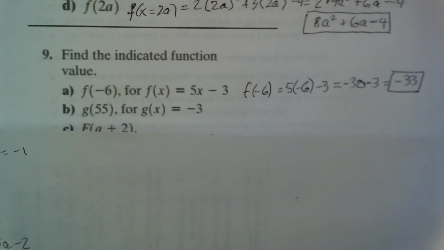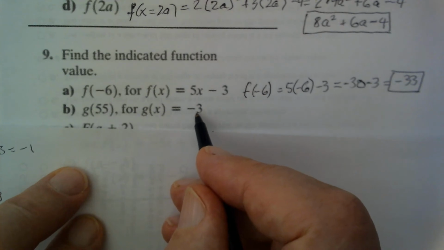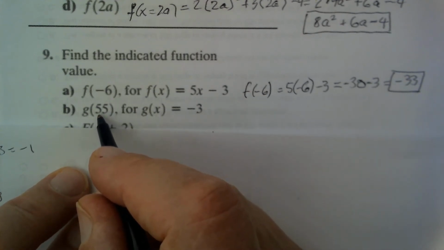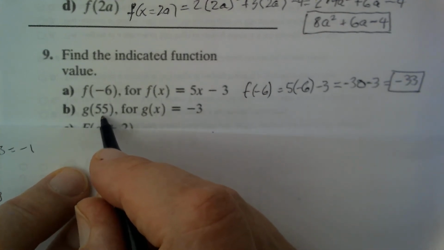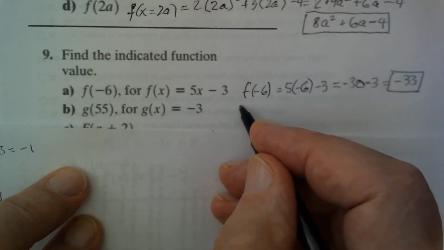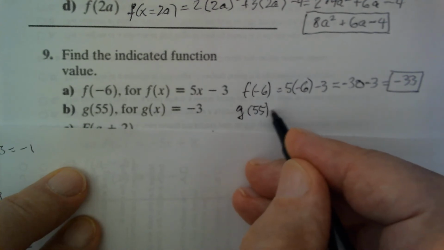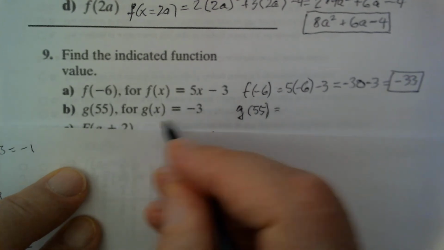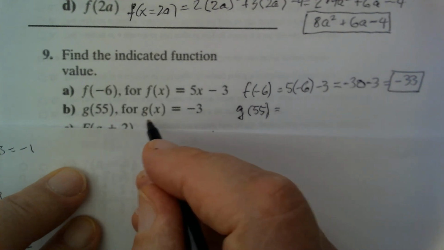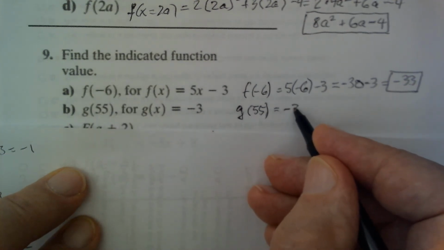For the B part, here we have g of x equals minus 3, and now we're replacing every x with 55. So g of 55, we say, well, there is no x to replace with 55, so the answer is simply negative 3.